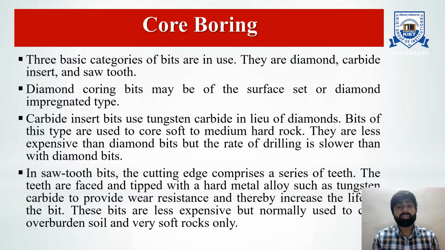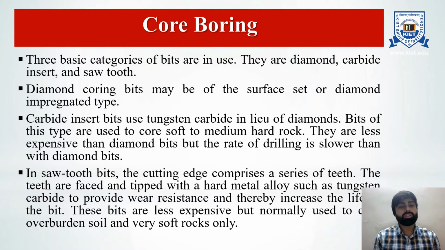Diamond coring bits may be of the surface set of diamonds or diamond impregnated type. Carbide insert bits use tungsten carbide in lieu of diamonds. Bits of this type are used to core soft to medium hard rock. They are less expensive than diamond bits, but the rate of drilling is slower than with diamond bits.